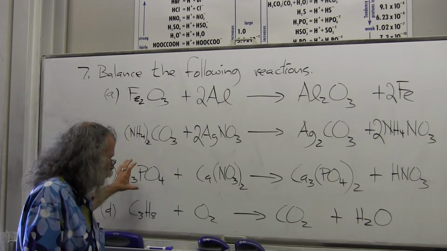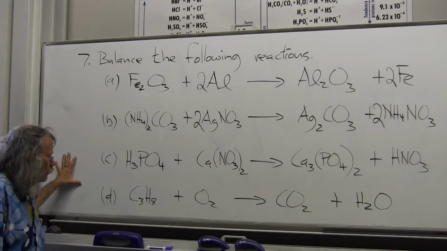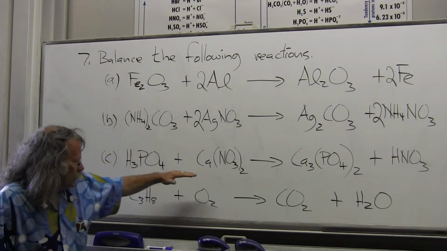So we're going to do that again with problem C. Here I've got phosphoric acid and calcium nitrate.